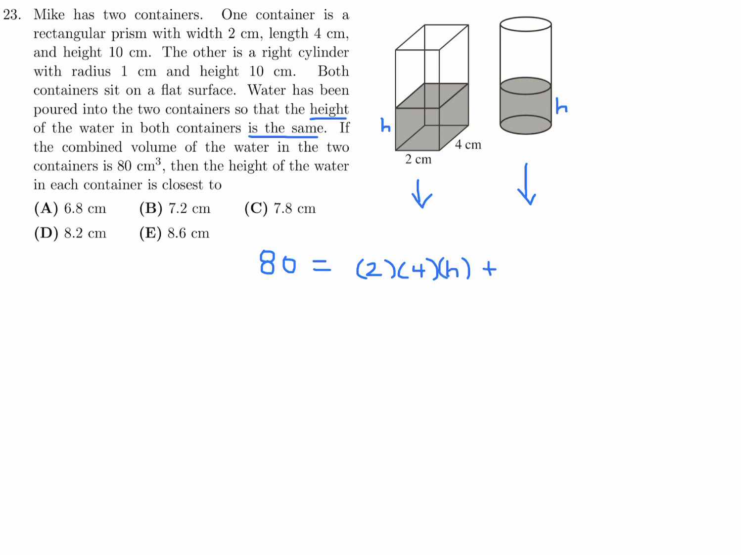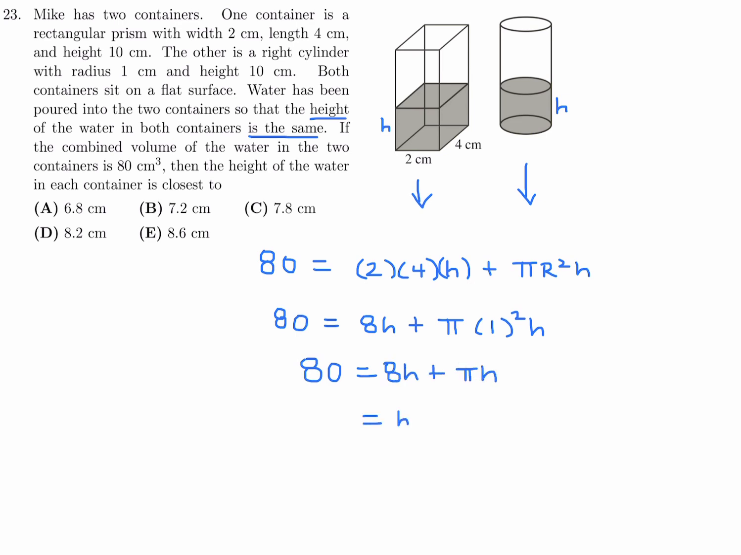The volume here is a little bit different. It's pi r squared times the height, like that. So this becomes 80 is equal to 8h plus pi r squared h. Well, r is 1. That's given in the question, so this becomes 1 squared. So this now becomes 80 is equal to 8h plus pi h. Factor out the h and you get 8 plus pi times h is equal to 80. Isolate for h and you get 80 over 8 plus pi is equal to h.